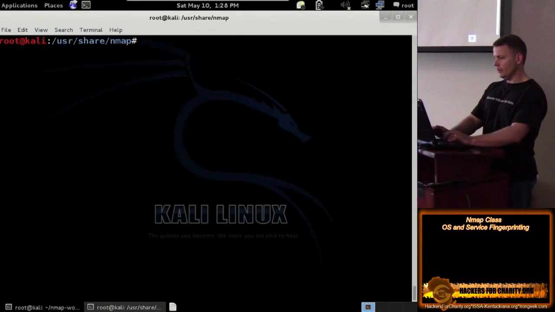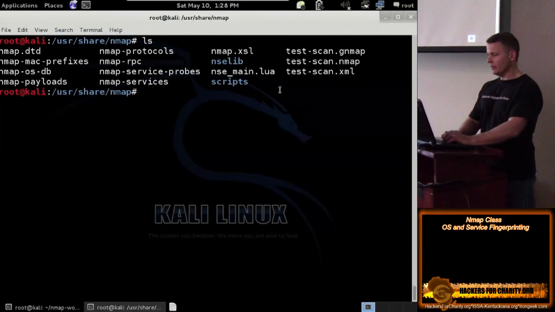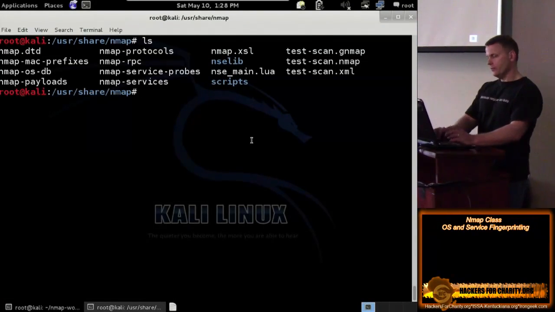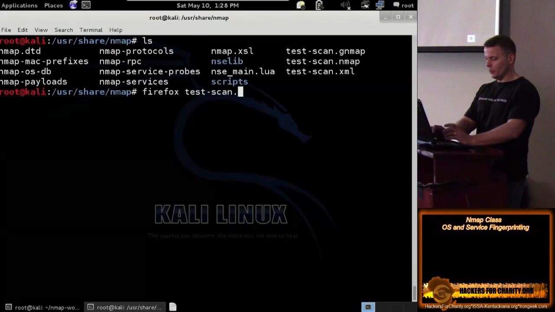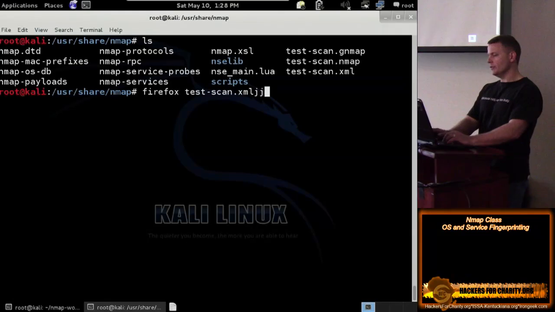So let's see, let's move this up. If we do an ls, we can see that there's a testscan .gnmap, .nmap, and .xml. And then you can try to look at the XML in Firefox to have a nice report. But you're going to have some problems if you try to do it right away.